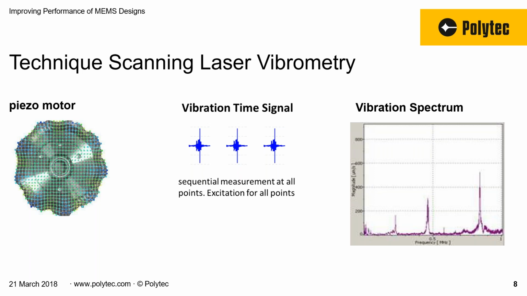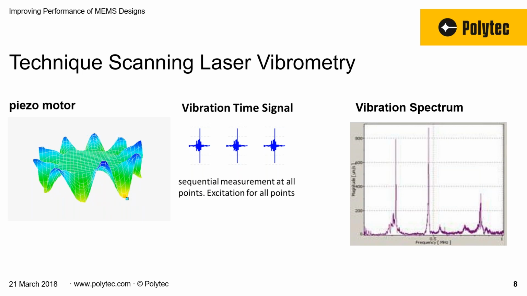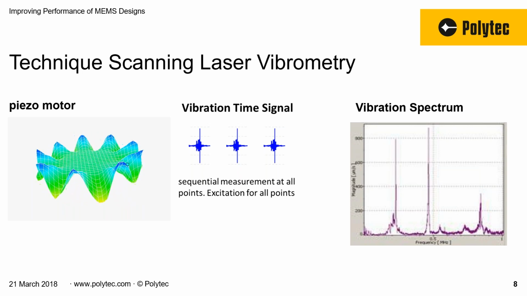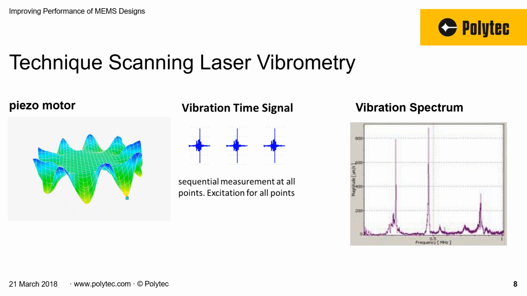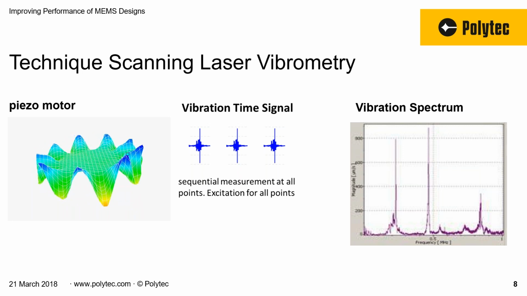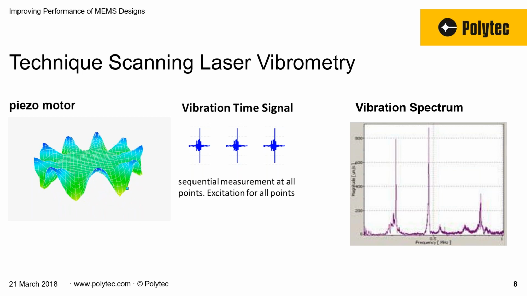So we do a sequential measurement. We measure point by point on the structure until we've measured every single point on the grid. Once we've captured all that data, our software takes that data and then builds up a deflection shape. What you're seeing on the screen there is an animation showing you both the phase and magnitude for that structure at a specific frequency, in this case 36 kilohertz.